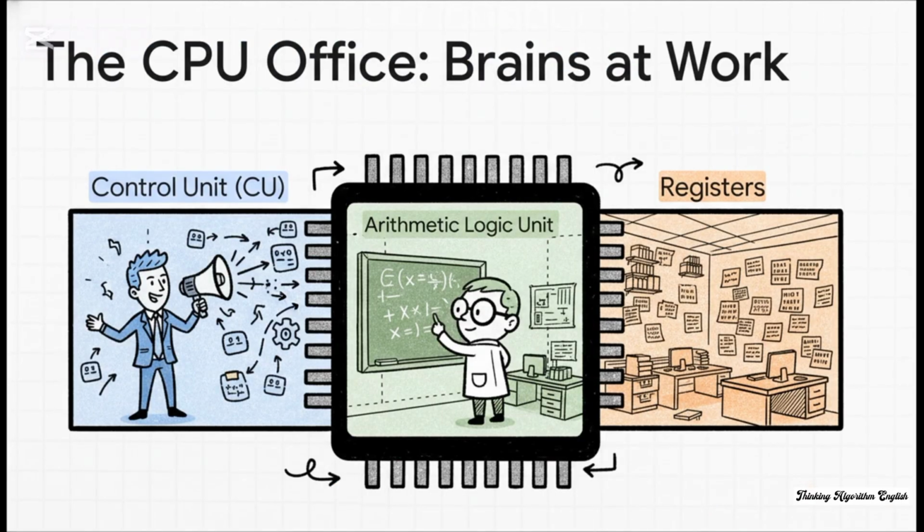Now, the CPU itself is kind of organized like a busy little office. First, you've got the control unit. That's the manager, walking around, directing traffic, telling everyone what to do and when. Then you've got the arithmetic logic unit, or ALU. This is your numbers guy, the super fast specialist who does all the math and logical comparisons. And the registers? Think of those like little sticky notes. They're tiny, super fast places to hold the exact piece of data the CPU is working on right this second.